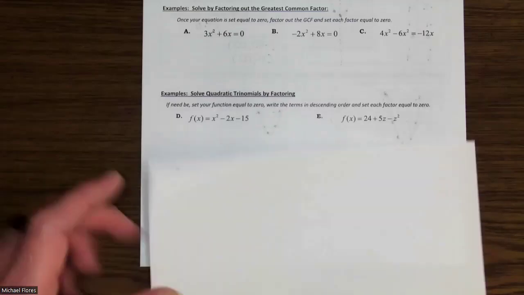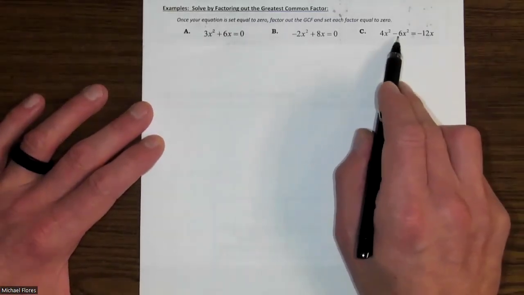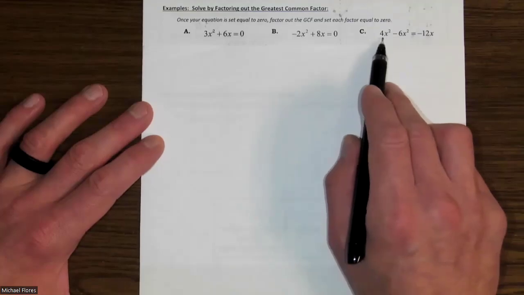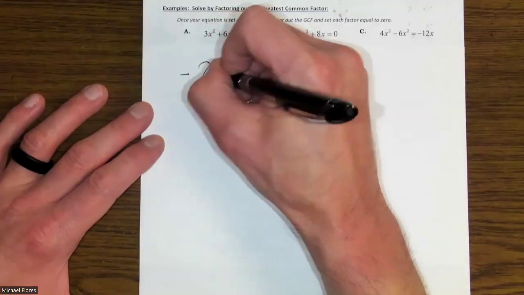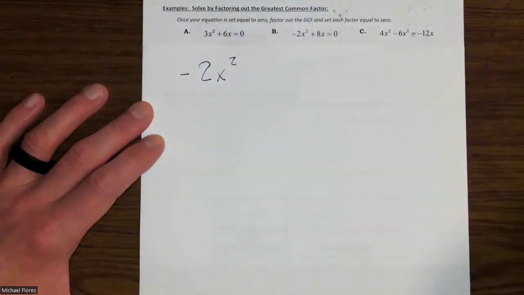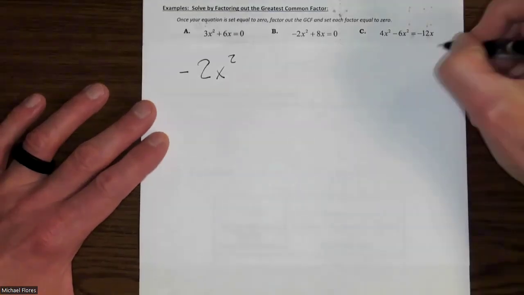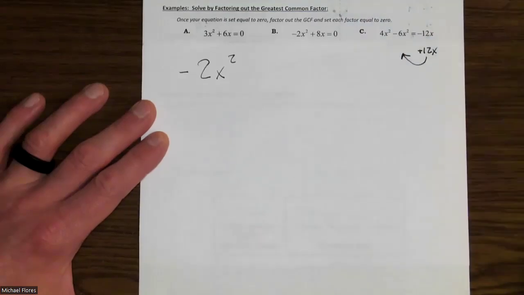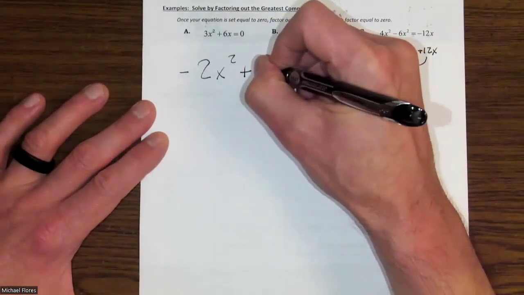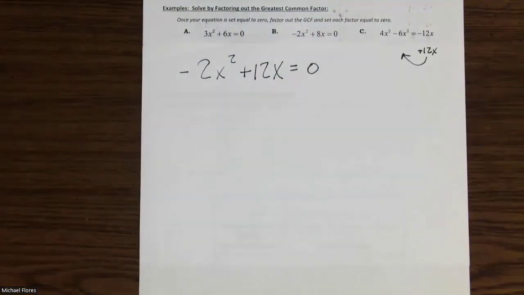Example C, well, we have a problem with example C. We need to combine like terms here first. 4x squared minus 6x squared is negative 2x squared. Now the other problem is this equation is not set equal to 0. So you'd have to add 12x and bring it over here. Now it's set equal to 0.